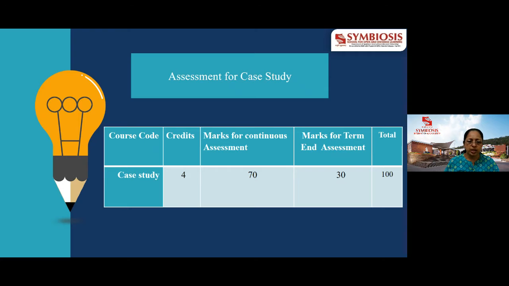Now for assessment, the case study carries 4 credits. The marks for continuous assessment are 70 marks and for term end assessment it is 30 marks. So the case study is of total 100 marks and it is of 4 credits.